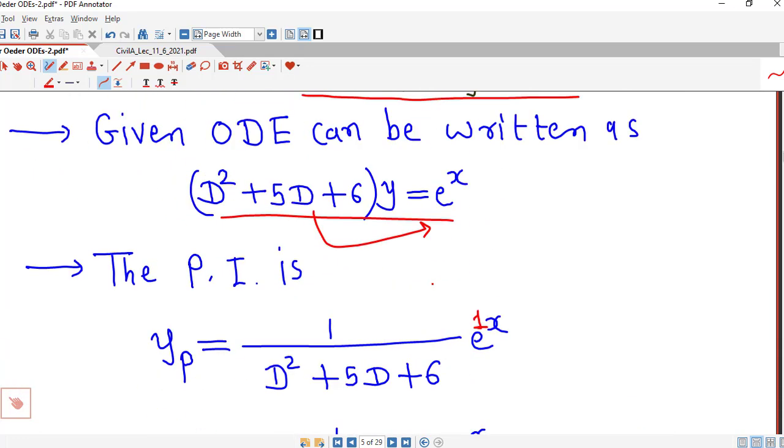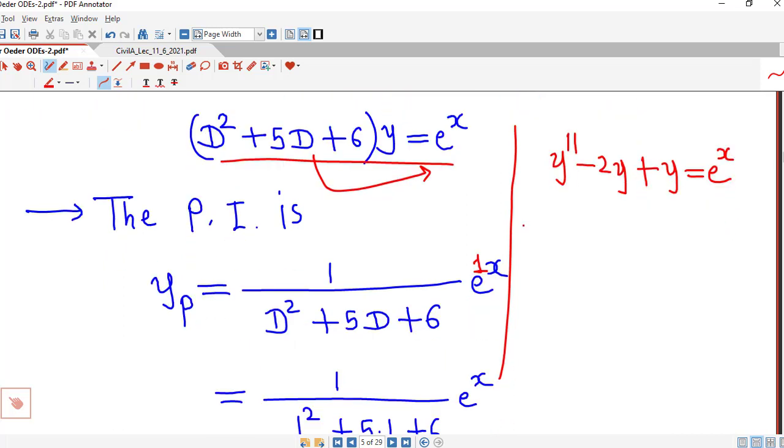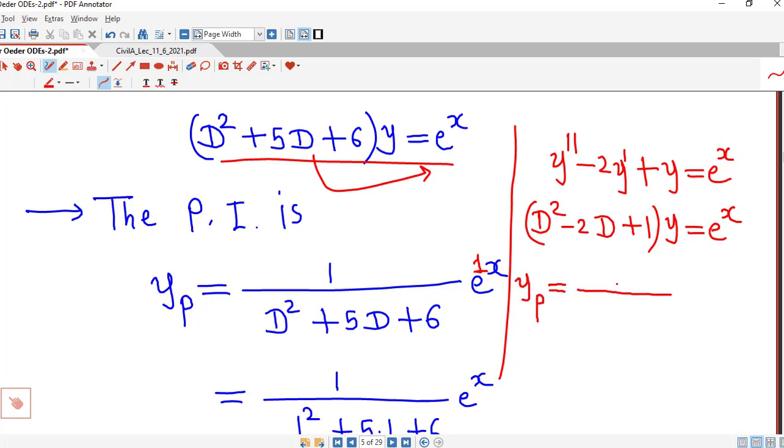Similarly, if our right hand side becomes e raised to x, for example, if we have this differential equation y double dash minus 2y dash plus y equal to e raised to x, we can rewrite it in terms of D as (D square minus 2D plus 1) y equal to e raised to x. So now the particular integral is 1 over D square minus 2D plus 1 e raised to x.